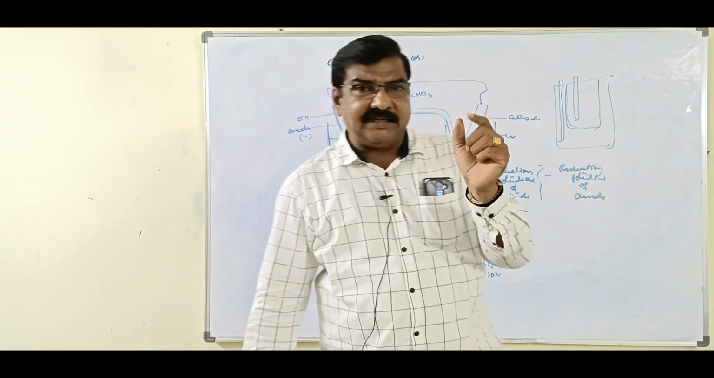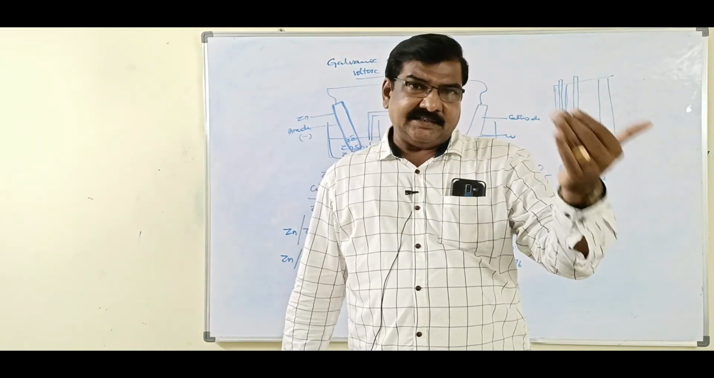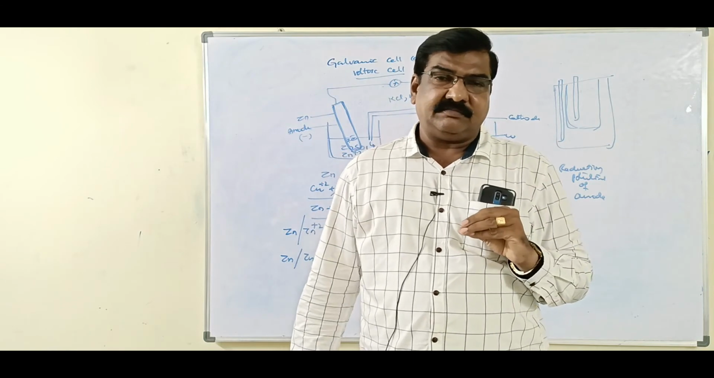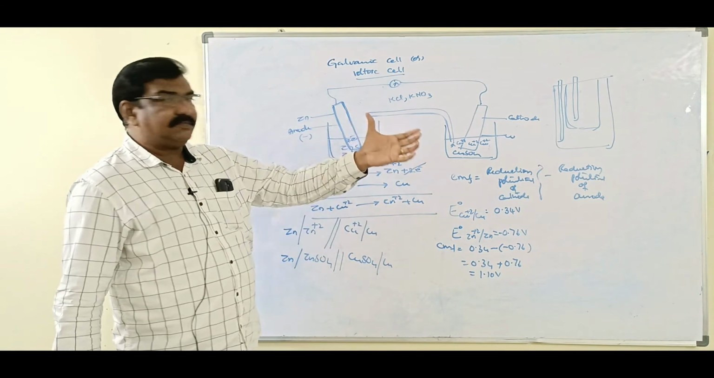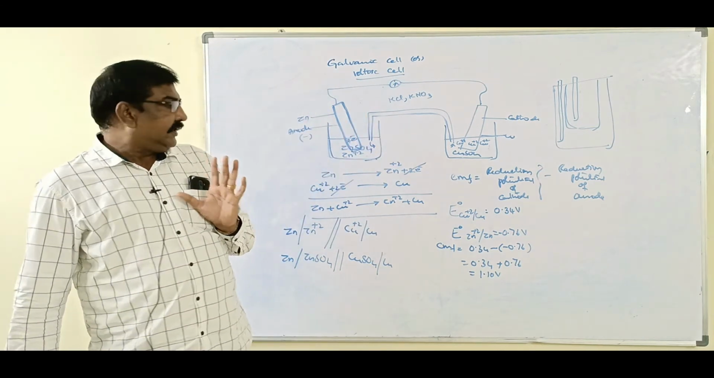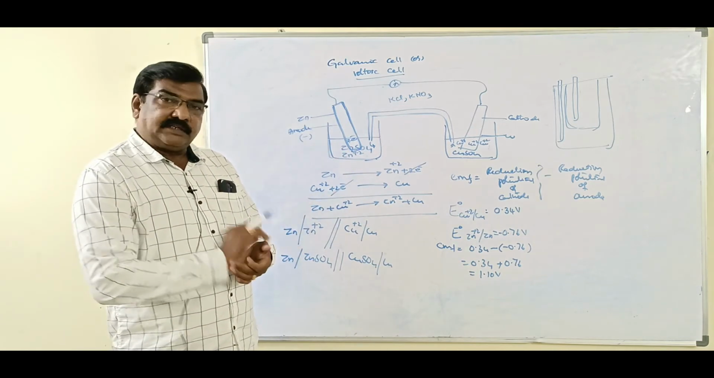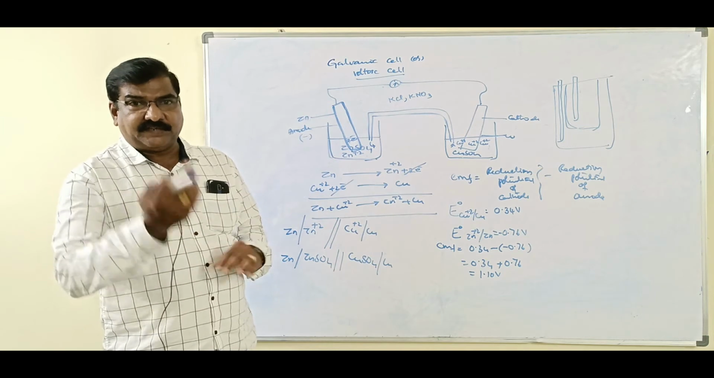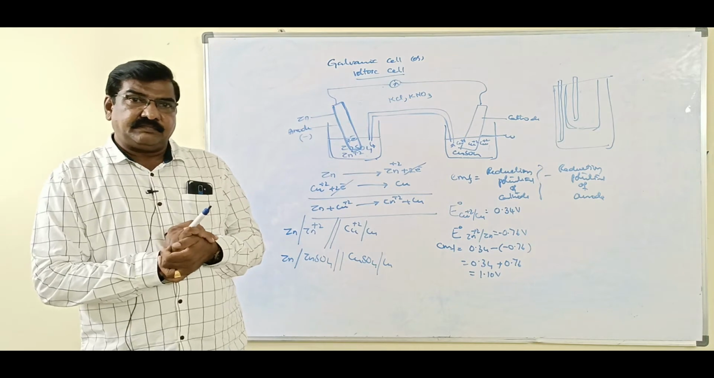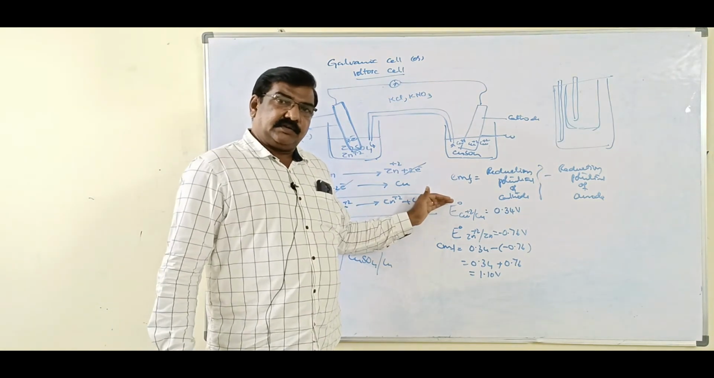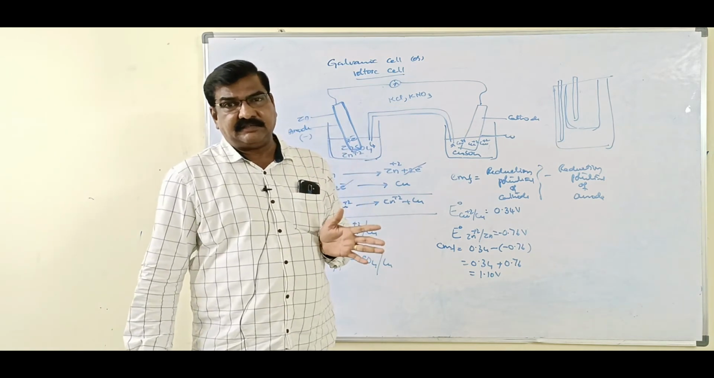Electrolytic cell in which electrical energy is converted into chemical energy. Electric energy leads to the chemical reaction. But here a chemical reaction, the energy released in a chemical reaction is converted into electrical energy. So, what is reduction potential? The tendency of an electrode to gain electrons is its reduction potential. The tendency of an electrode to lose electrons is oxidation potential.